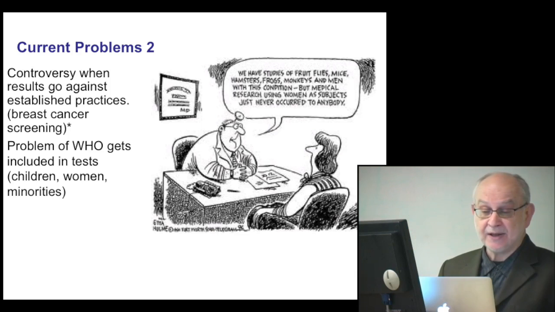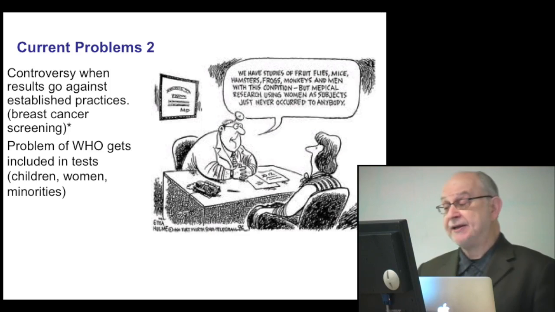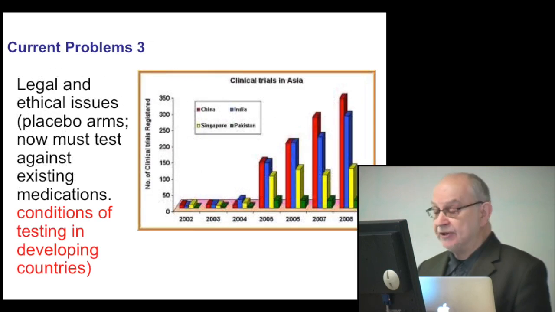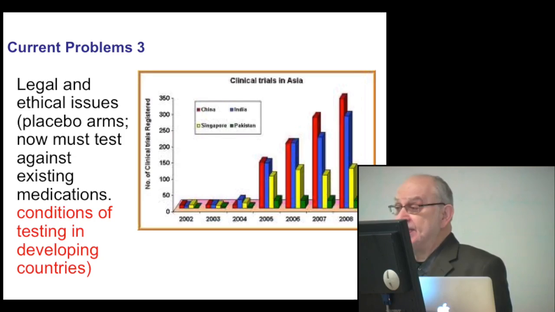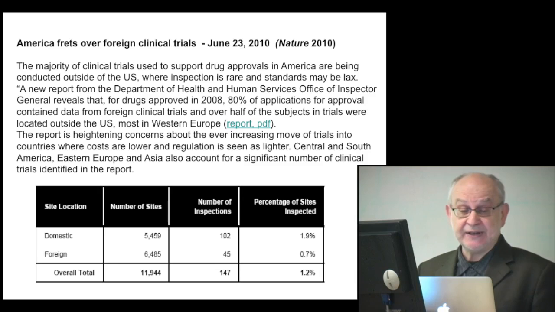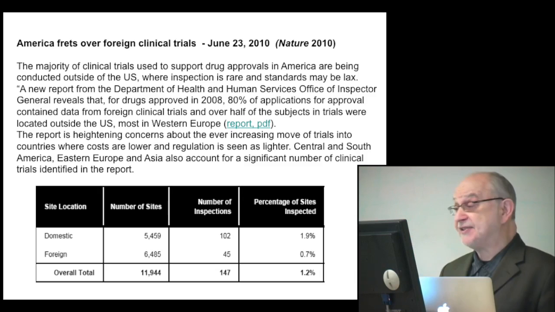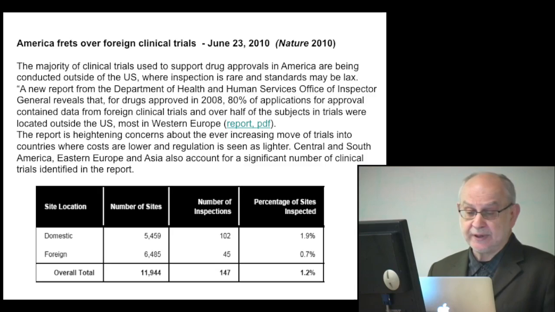There are all kinds of legal and ethical issues. An early issue was about the use of placebo trials. That seems to have been largely overcome, except perhaps, I don't know, the case of surgery, sham surgery. I'm not sure whether that one has been totally resolved. But now the issue has become rather different. Now the issue has become testing in developing countries, and there's a lot of concern about the ethics of testing, much of which is taking place in places where there is little regulatory control over what is going on.